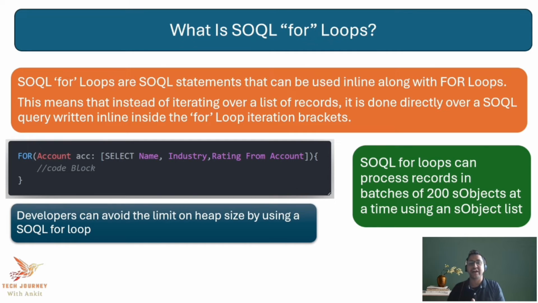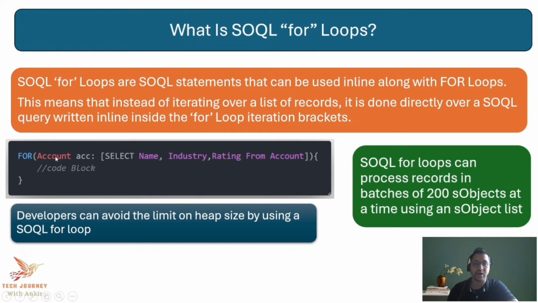The traditional way of writing the for loop here is first you make the query, store the result into the collection, and then you iterate over the collection. But thanks to the SOQL for loop, you can process the query and make the query at the same time. So the syntax looks something like this.